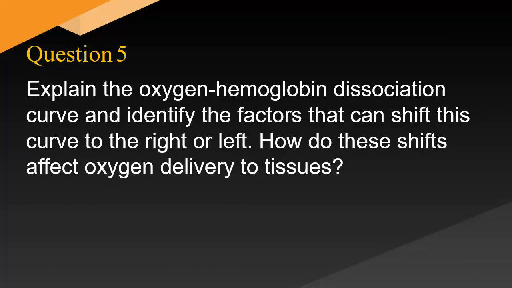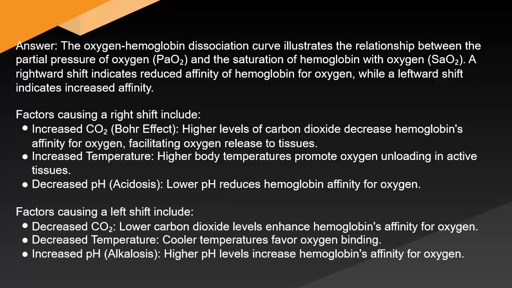hemoglobin dissociation curve and identify the factors that can shift this curve to the right or left. How do these shifts affect oxygen delivery to tissues? Answer: the oxygen-hemoglobin dissociation curve illustrates the relationship between the partial pressure of oxygen (PO2) and the saturation of hemoglobin with oxygen (SO2).